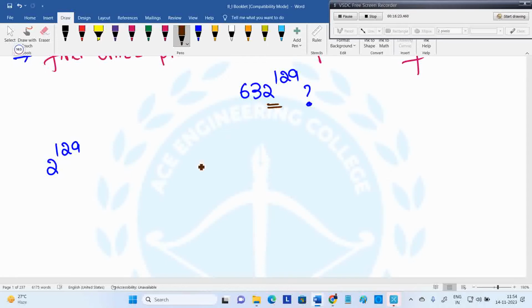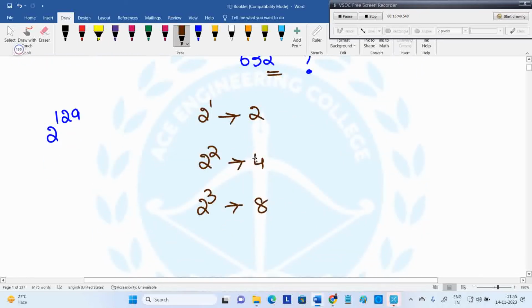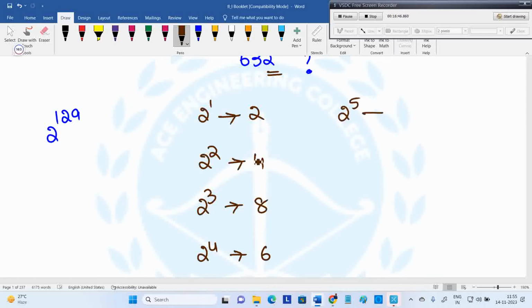How to analyze, sir? What is 2 power 1? 2. 2 square is 4. Here I am not getting the same units place. It is changing. Okay, let it be. After some time it is going to repeat. Wait for that. 2 cube is 8. 2 power 4 is nothing but 16. Units place is 6, my dear. And 2 power 5 is 32, units place is 2. 2 power 6 is 64, units place is 4.